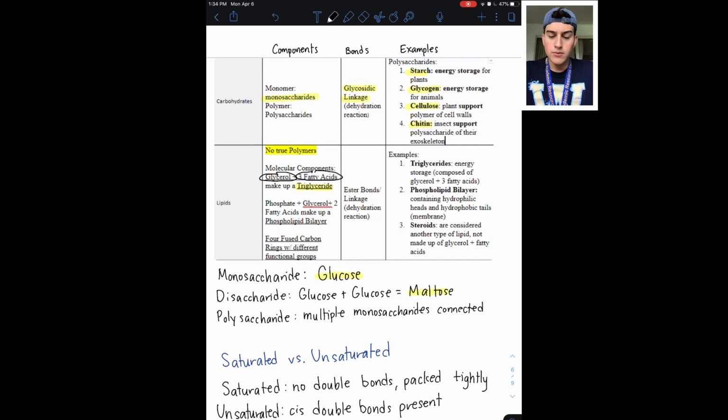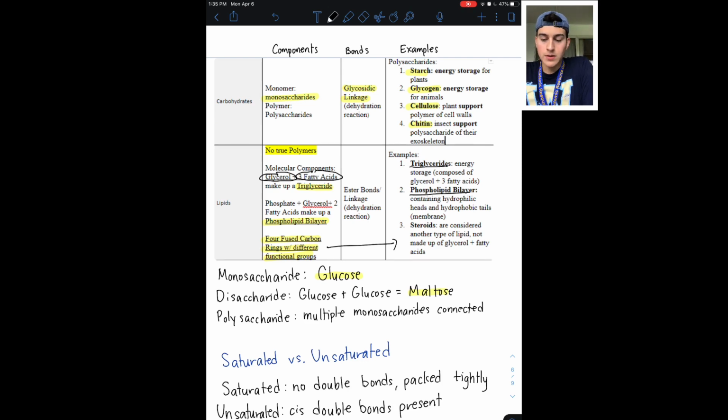The next thing we went over were phospholipid bilayers, and phospholipid bilayers are extremely important. These phospholipid bilayers are made up of phosphate, a glycerol, 2 fatty acids, and an R chain. And the last thing we went over were steroids. Steroids are composed of 4 fused carbon rings. So these make up steroids. This is a phospholipid bilayer. And this is triglyceride.